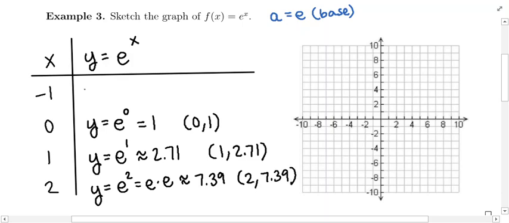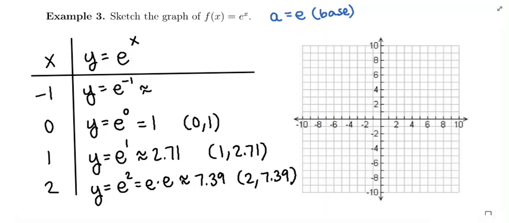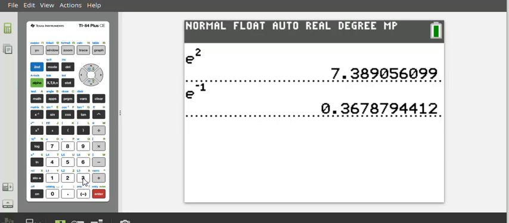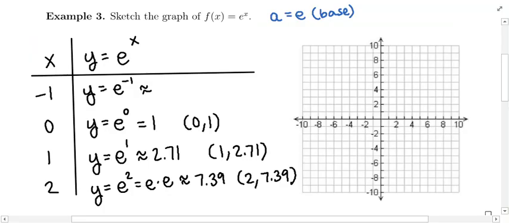And then if we plug in -1 for x, we'll get e to the -1. I'm just going to pop that in the calculator. Let's see what we're going to get. Again, second ln will bring up e to a power. So e to the -1 power is about 0.37. So we'll use that. So we'll plot the point -1, about 0.37. Again, because the y values are decimals, we're just going to have to eyeball these points.